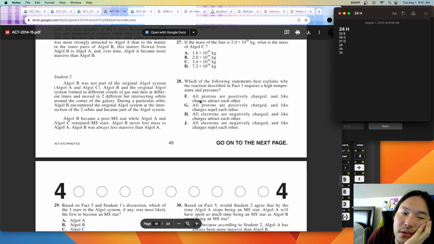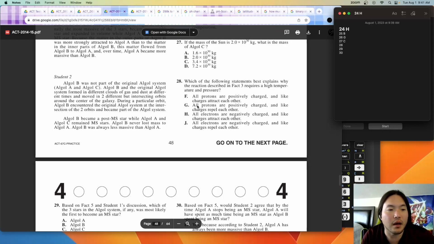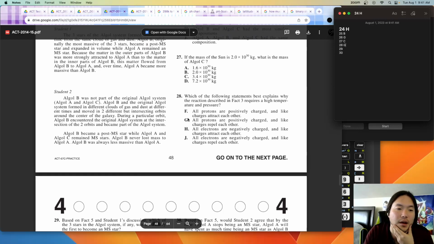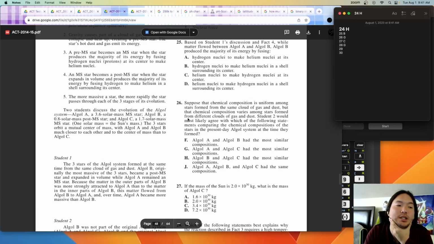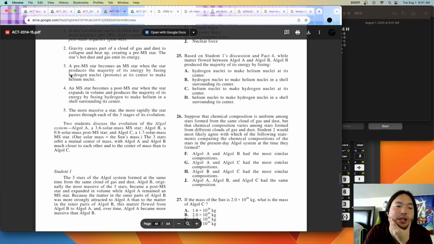So hopefully you know this, like plus, right? Plus is attracted to minus. Plus repel. Yeah. All protons are positively charged and like charges repel each other. I mean, this is true, but is it the correct answer? I don't know. All electrons are negatively charged, and it's probably G. Why are we talking about electrons? They actually just tell you that we're talking about protons.